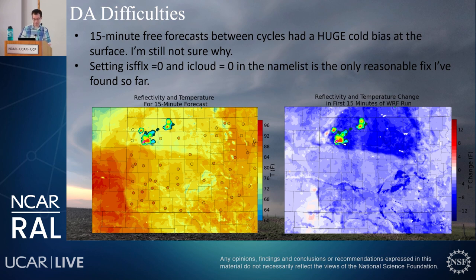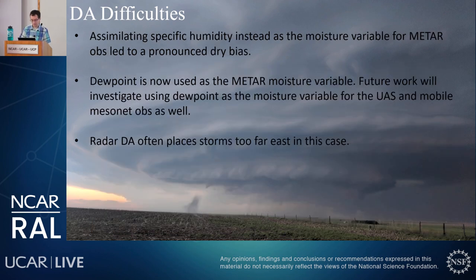So this is an example of this here. This is a 15-minute free forecast from some initial conditions I made. And the dots on here are Kansas Mesonet obs. And you can see that it's much too cold compared to the Kansas Mesonet obs. And here's the temperature drop in that 15 minutes. So under cloud cover, it's about a 3 to 6 Fahrenheit temperature drop, and out of cloud cover, it's between 1 and 4, so it's a pretty big drop.